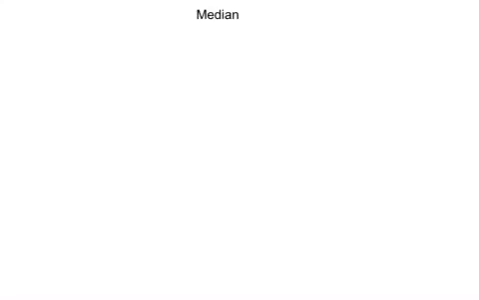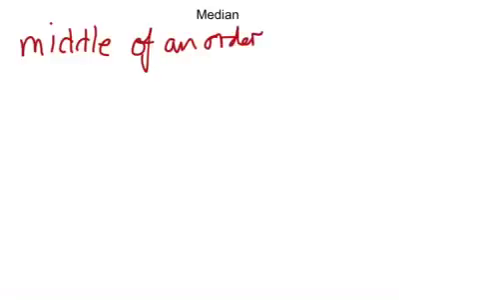Our third type of average is a median, and the median simply means the middle number. But we need to be very careful. It's the middle number when they're in order. So it's the middle of an ordered set of numbers. So again, let's look at the couple examples we've used for mean and mode.